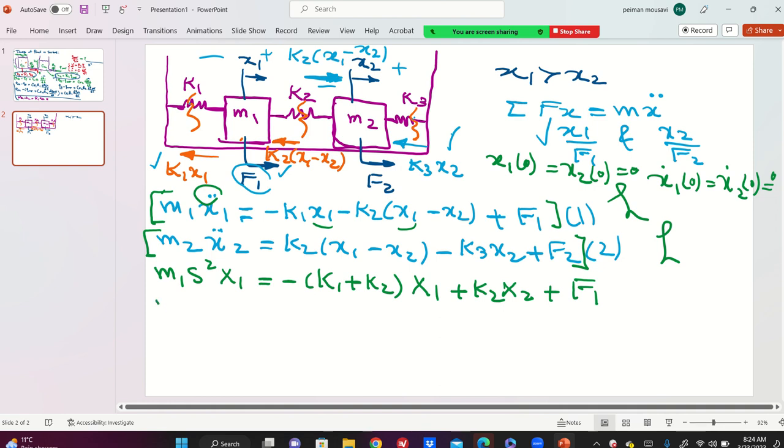The same is here. m2 s squared x2 is going to be here minus (k2 plus k3) x2 plus k2 x1 plus f2.